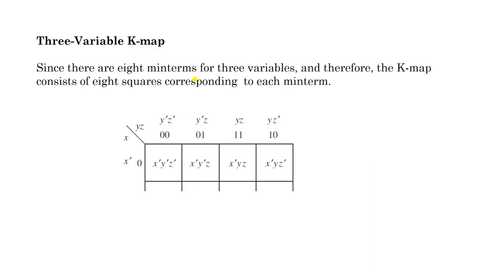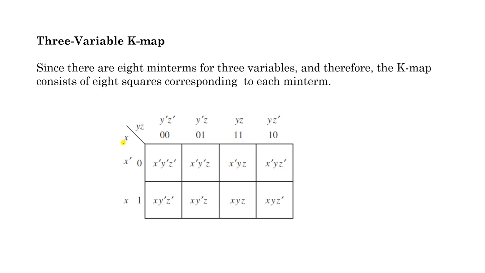Hello everyone. In this lecture, we will discuss three variable Karnaugh map for simplification of Boolean functions. In three variable K map, there will be 8 squares, each square corresponding to each minterm. If you take the three variables x, y, z, then there will be 8 minterms given in first row and second row. Now, how can we write minterms here in these squares?